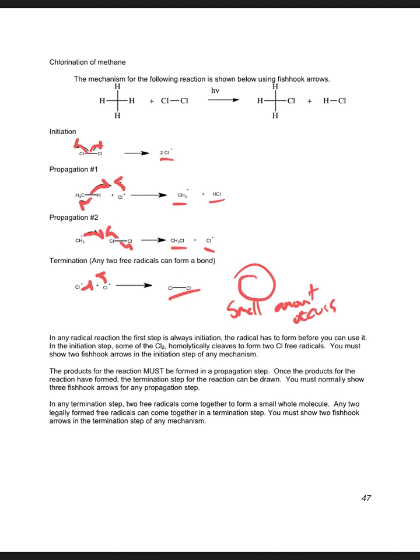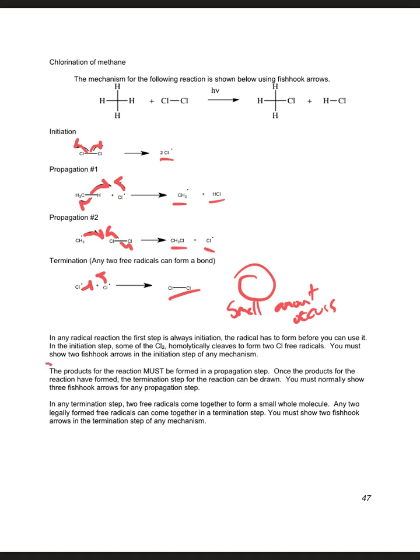So it could be two chlorines, a chlorine and a methyl, two methyls. It's easiest to normally draw just what was the initiator, what initiated the process, just reverse that. So the initiator was the chlorine bond homolytically cleaving, so the termination could just be two chlorines coming together to form, okay, just to keep it simple.